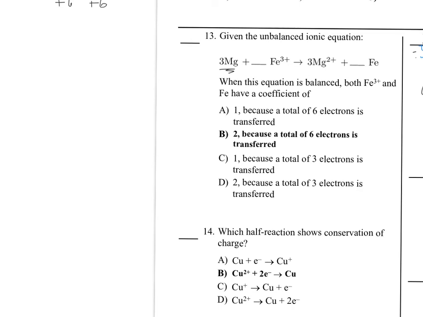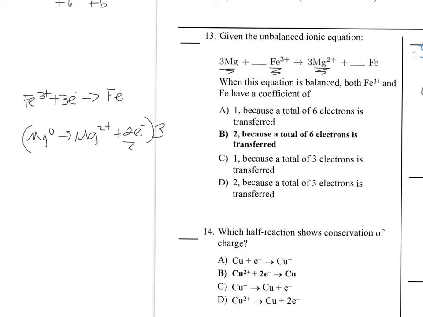I determine that magnesium is oxidized, its charge goes up. That means that my Fe is reduced, its charge goes down. So it starts as an Fe3 plus 3 e minus yields Fe solid. Okay, that's my reduction. Then I see Mg0 yields Mg2 plus plus 2 e minus. So you can kind of see what happened here. Magnesium got multiplied through by 3 to get 6 electrons. So that means my Fe got multiplied through by 2 to get 6 electrons. So that means 2's plopped in there.